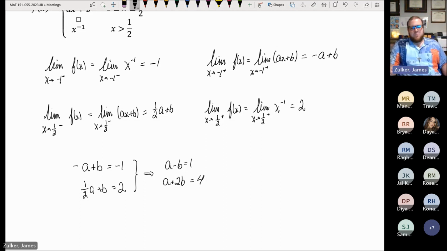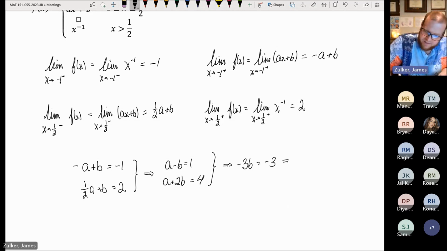This means that a minus b is 1, a plus 2b is 4. And remember from algebra, method of elimination for solving a system of linear equations. We're going to go the first equation minus the second equation. A minus a is 0. We're going to have negative 3b equals negative 3, which means b has to equal 1.